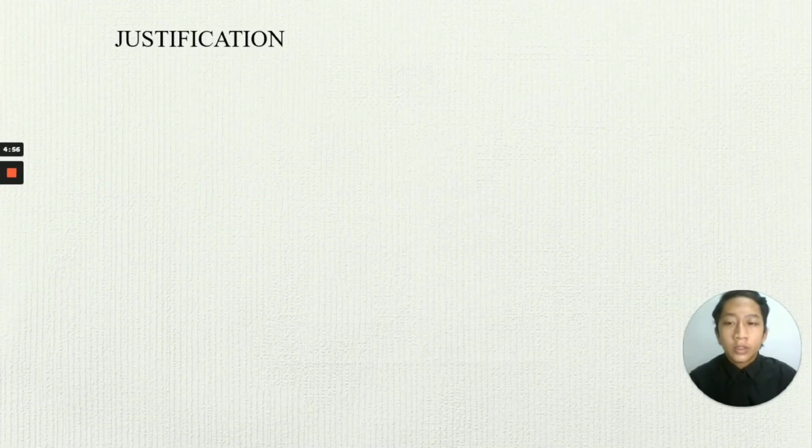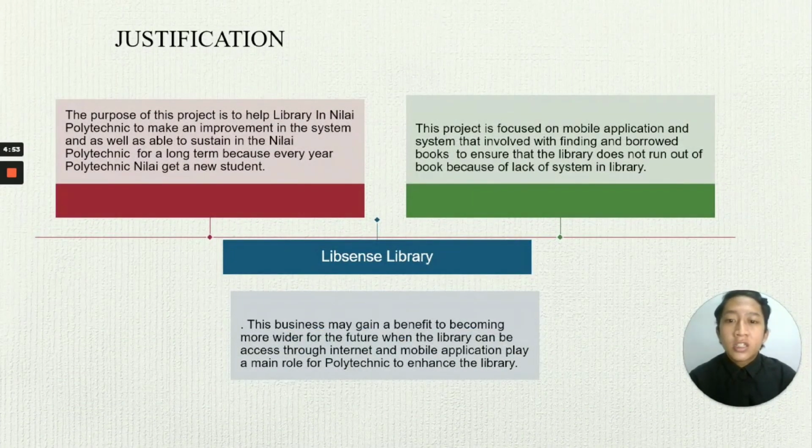Justification of my project. This mobile application is named Libsense Library. The purpose of this project is to help the library in Nilai Polytechnic make an improvement in the system, as well as be able to sustain in Nilai Polytechnic for the long term.